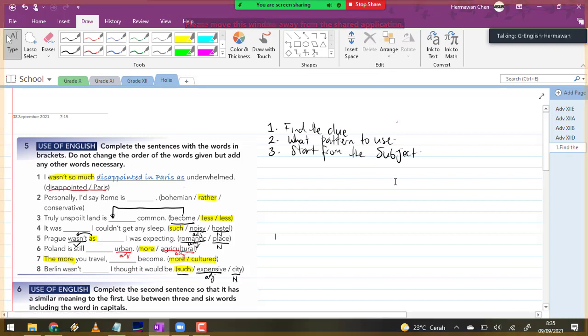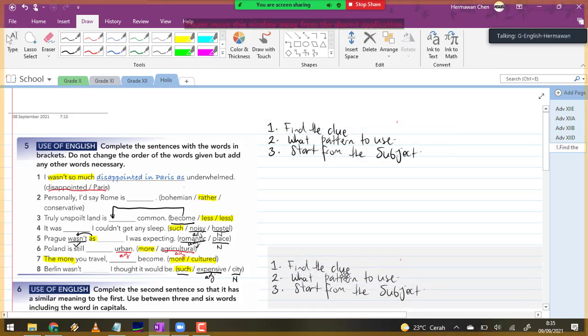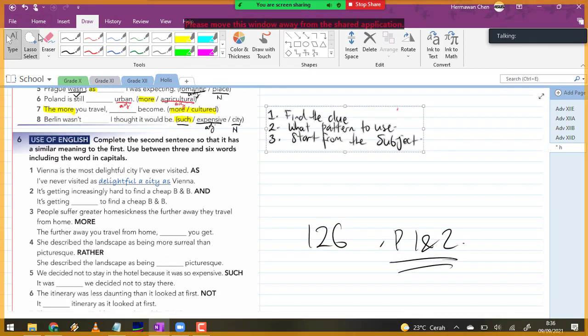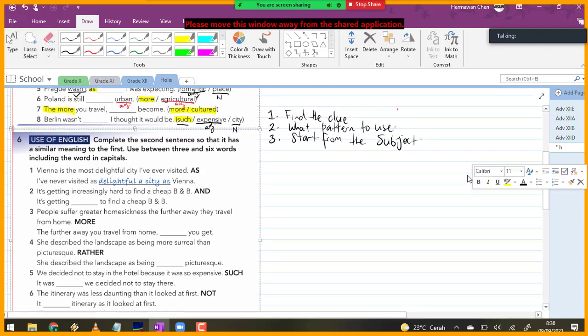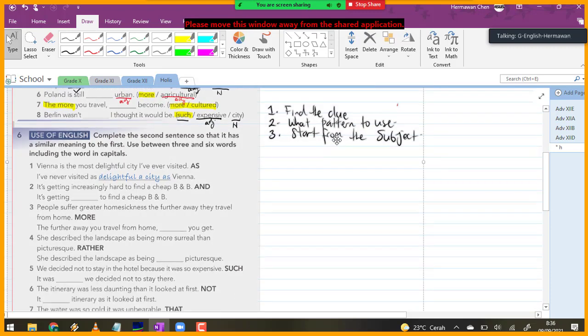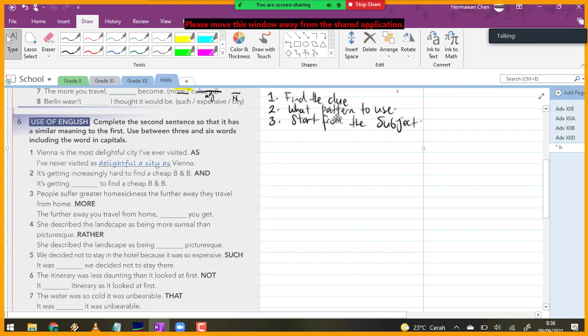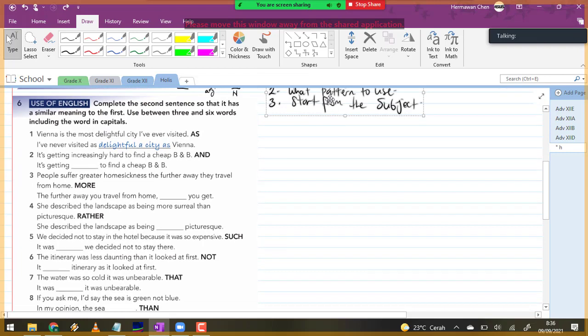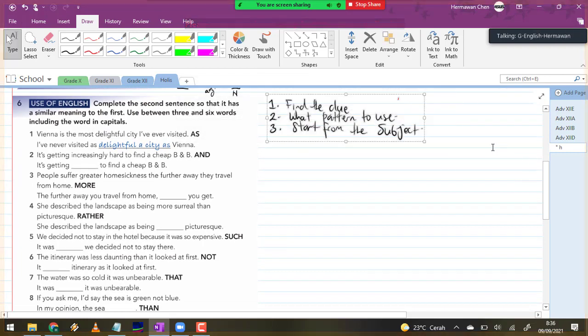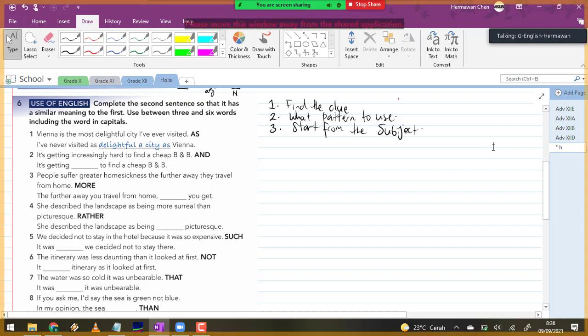Then let's continue to part 6. Guys, the way to do it is the same. The way to do part 6 is the same, yeah. What you have to do is, again, find the clue. From the clues, we know what pattern to use. There are 4 patterns: number 1, number 2, 3, and 4. And then you start from the subject.